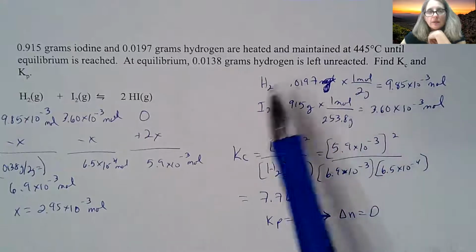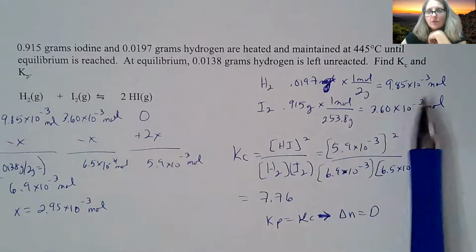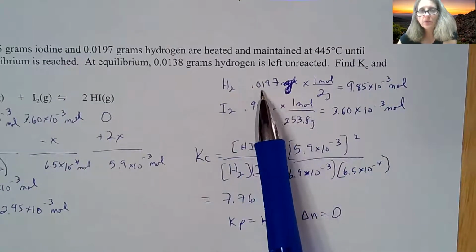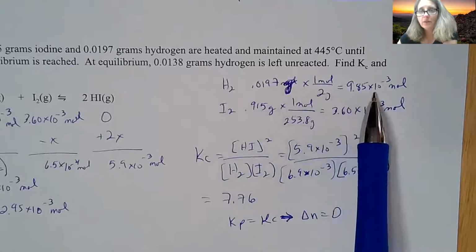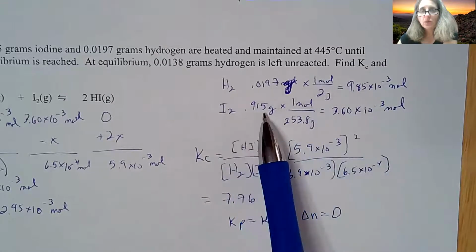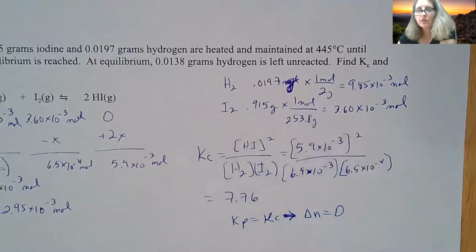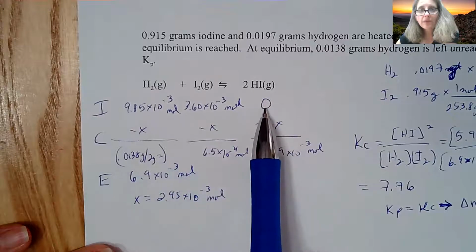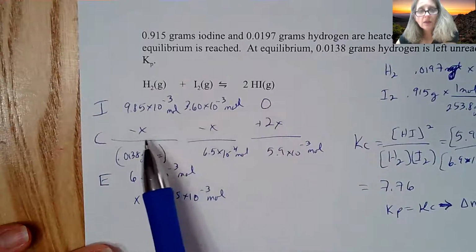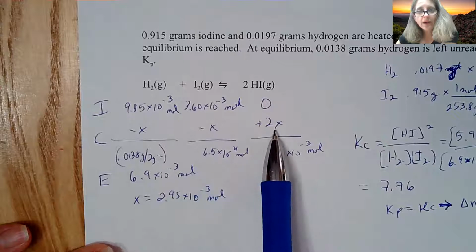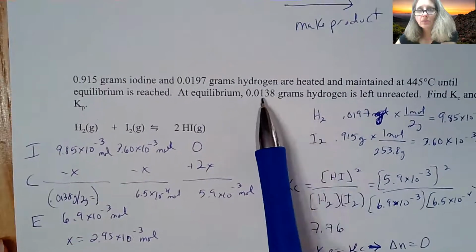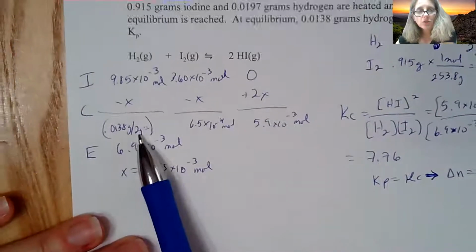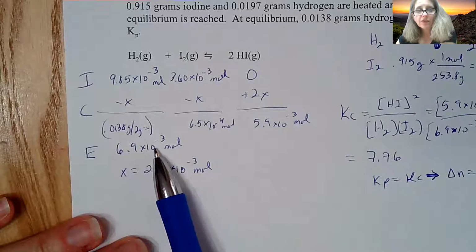So I could really focus on, since I was given grams, that I could convert them to moles. So over here on the right, I converted the H2, this is 0.0197 grams. I divided it by 2 to get to the number of moles. I2, I did exactly the same thing, and I get 3.6 times 10 to the negative third. So I plug them into my ICE table, and I have nothing of HI to start with. So this is minus x, minus x, plus 2x. But I was given something at equilibrium, essentially, or left unreacted. So I convert the grams, dividing it by 2, to get 6.9 times 10 to the negative third moles.